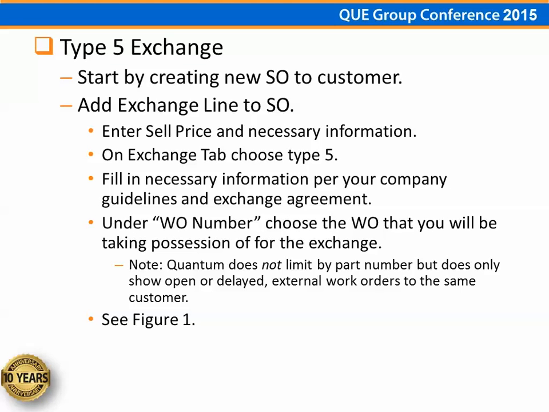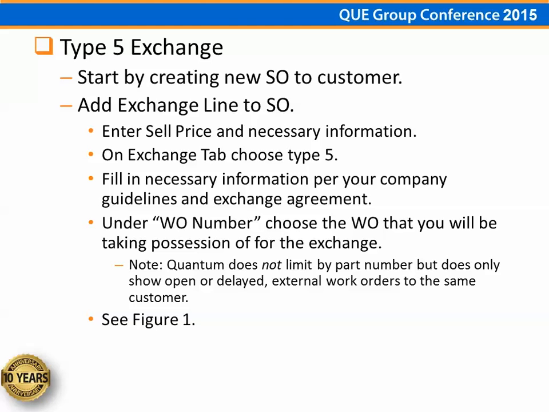So to begin, you're going to start by creating a sales order to the customer. You already have your external work order open on the work that you've been doing, and you'll add an exchange line to the sales order. And here you'll want to enter your basic sale price, any necessary information that's set up for your company. Make sure you fill in everything they need, and then an exchange tab will pop up. Choose Type 5.